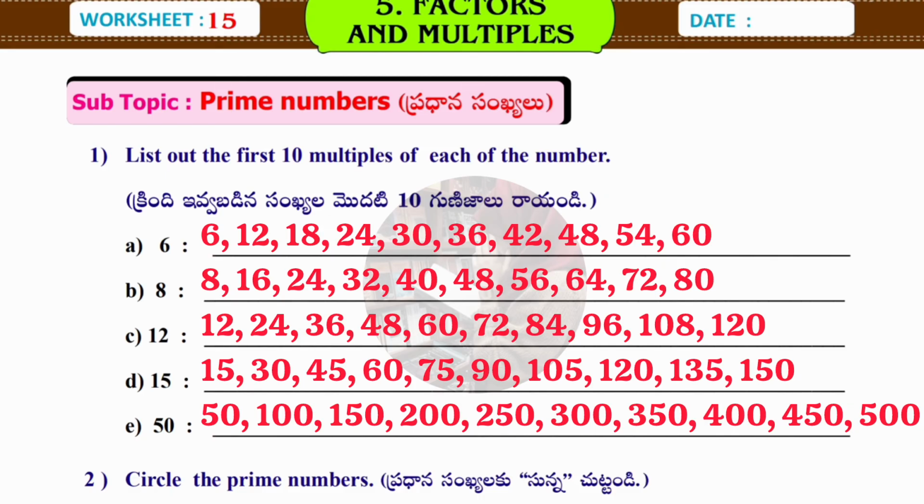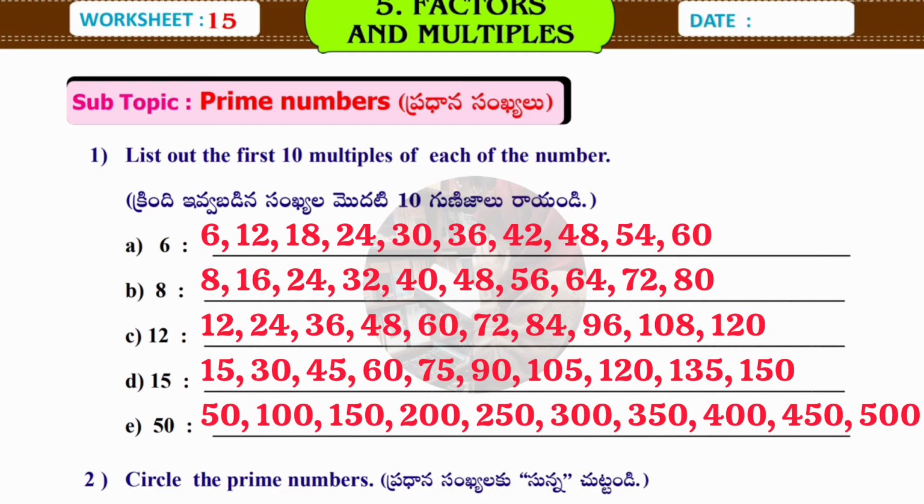Okay guys, the last number is 50. For 50, you have to write down the fifth table, but add a 0 to each and every number. 5 1s are 50, 5 2s are 100, 5 3s are 150, 5 4s are 200, 5 5s are 250, 5 6s are 300, 5 7s are 350, 5 8s are 400, 5 9s are 450, and 5 10s are 500.